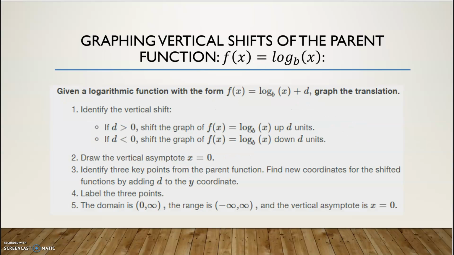Okay, so how we're going to graph this is, we already said if d is greater than 0, it's going to go up. If it's less than 0, it's going to go down. We're going to draw the vertical asymptote x is equal to 0 because we didn't shift to the left or to the right. We're shifting up or down here. We're going to plot our key points, and then we'll have the domain from 0 to infinity and the range to be all real numbers and the vertical asymptote be x is equal to 0.